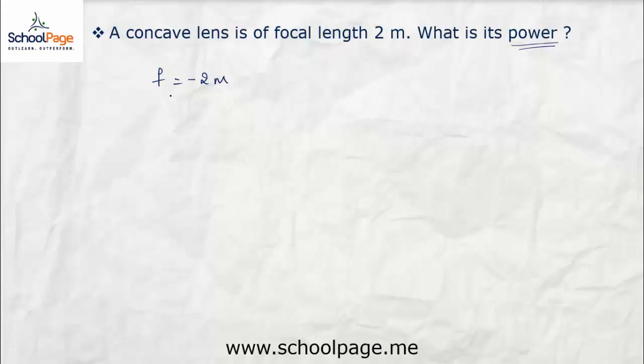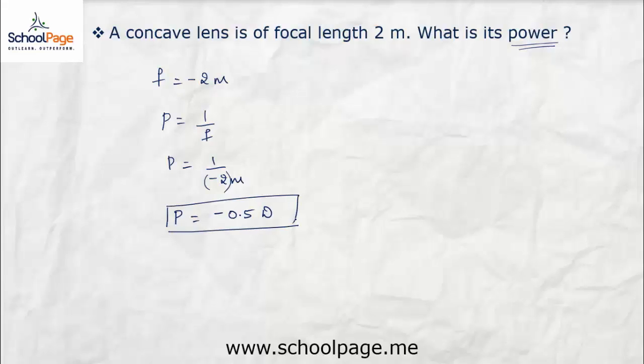By substituting the value for focal length, let us find out the power of a lens. Power of a lens is equal to 1 divided by focal length, which is equal to 1 divided by minus 2 meter. Hence the power of a lens is equal to minus 0.5 diopter. Thus the power of a concave lens is minus 0.5 diopter.